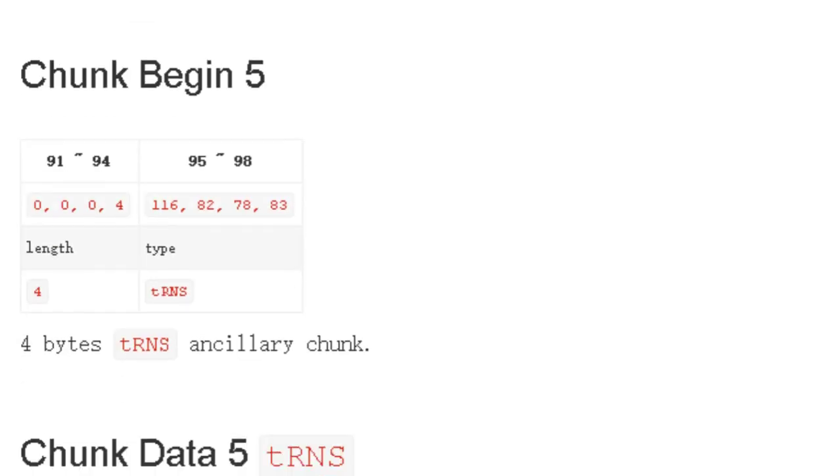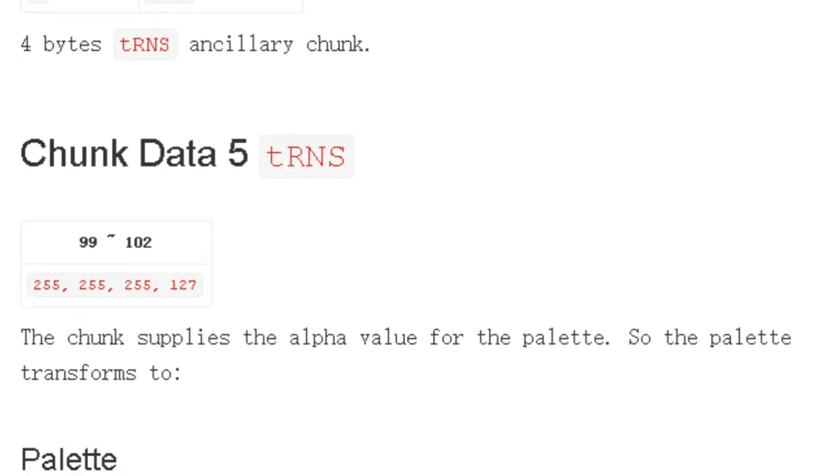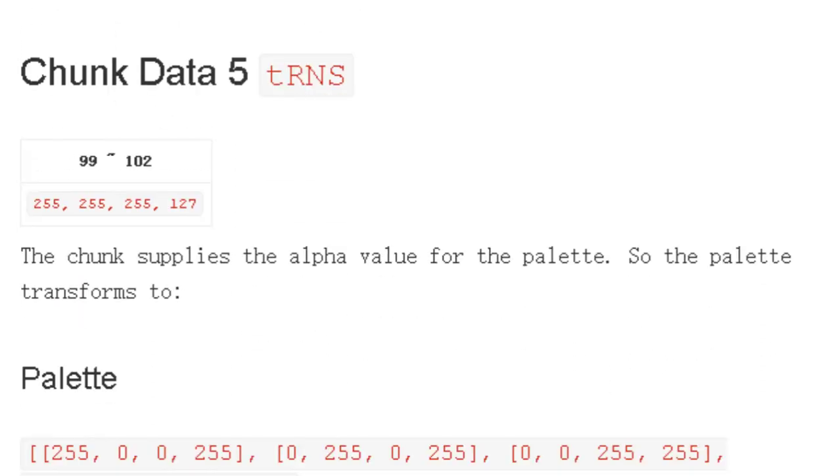Chunk begin 5. We have the bytes 91 to 94, 95 to 98. The first 4 bytes creates a length of 3. The next 4 bytes smashed together creates the ASCII string tRNS, lowercase t, so it is an ancillary chunk. It says 4 bytes tRNS ancillary chunk. Chunk data 5, tRNS. Bytes 99 to 102, with the values 255, 255, 255, and 127.